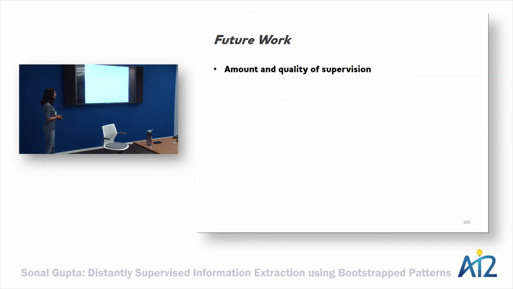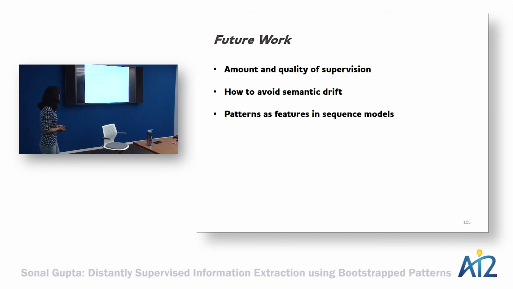Things that I have not talked about are the amount and quality of supervision, which is a very open-ended problem and a pretty interesting one. How much supervision you need and what quality of it. How do you avoid semantic drift from happening? One thing I'm actively working on is patterns as features in sequence models. These patterns are basically really good features. And I believe this pattern learning is a really good feature selection technique, in which it learns these contexts, these feature templates over time, and sees these are the good ones. And if you include that as features in sequence models, how much better are you getting?